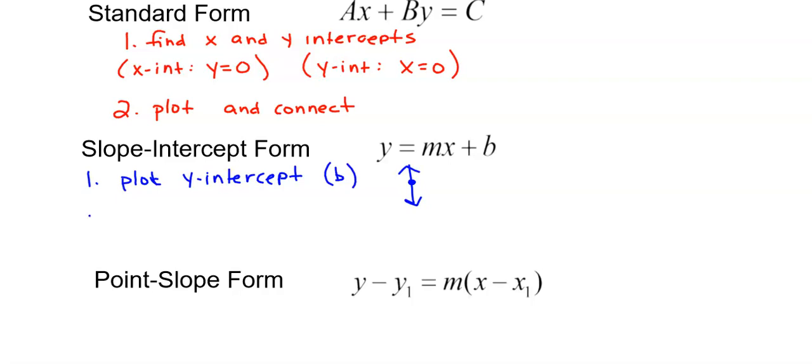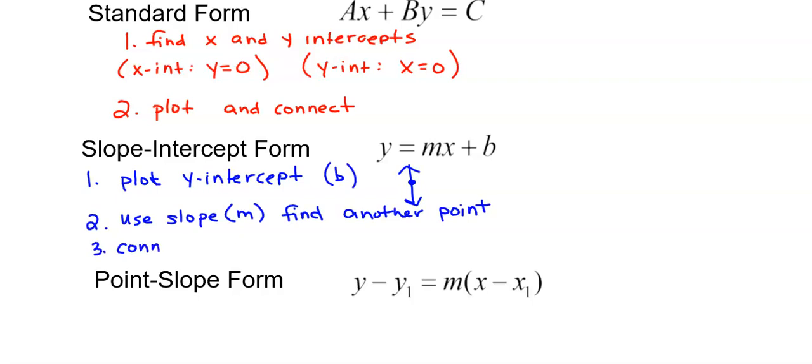Second step is use your slope, and that's your m, to find the next point, or to find another point. Now you have 2 points, connect, and make a straight line.